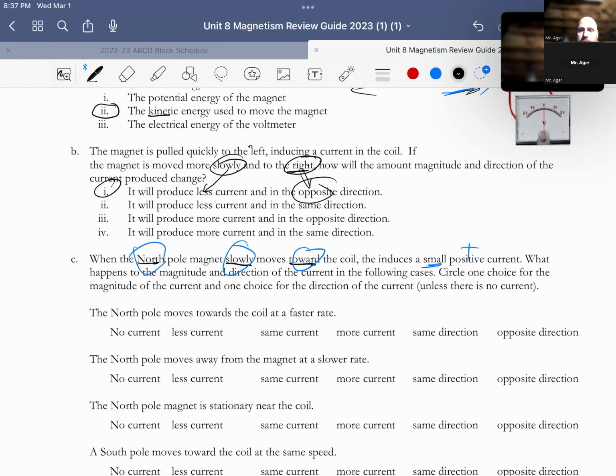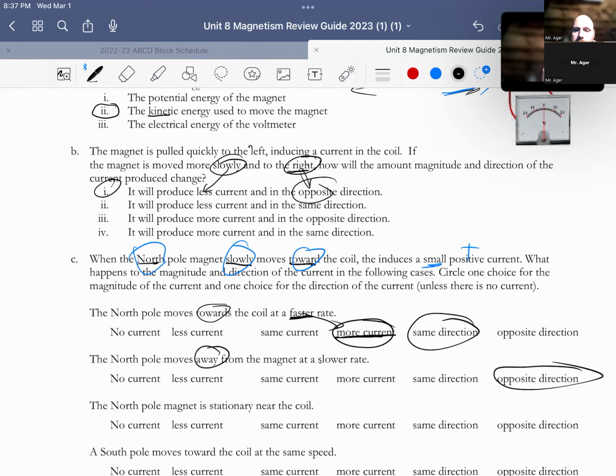North pole moves towards the coil, so it's the same direction, towards the coil, faster. So faster is the only thing changing. Towards is the same direction. Faster means more current. Now we move away. So that's going to go in the opposite direction. And it's moving slower, so that means less current. I'll underline that too.